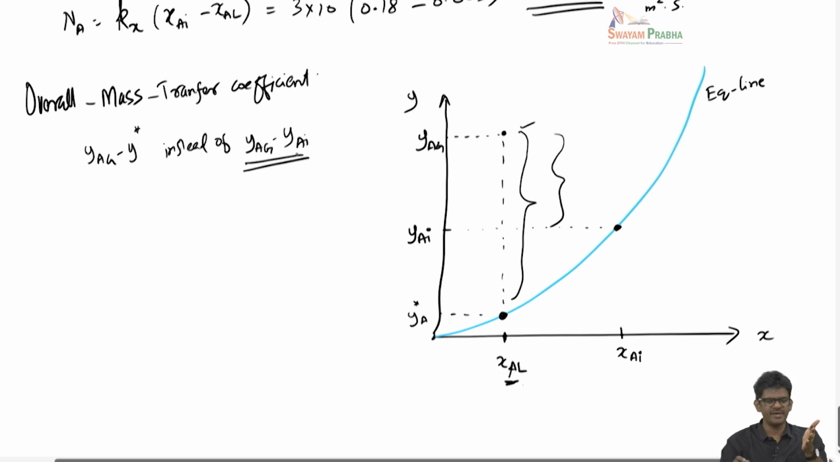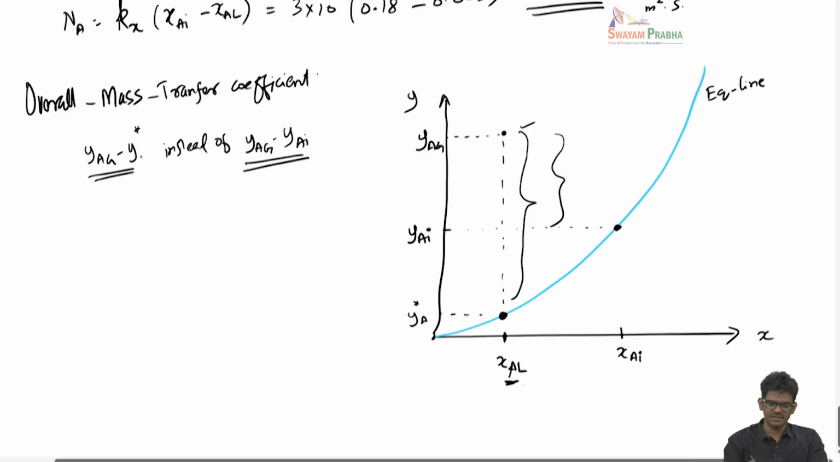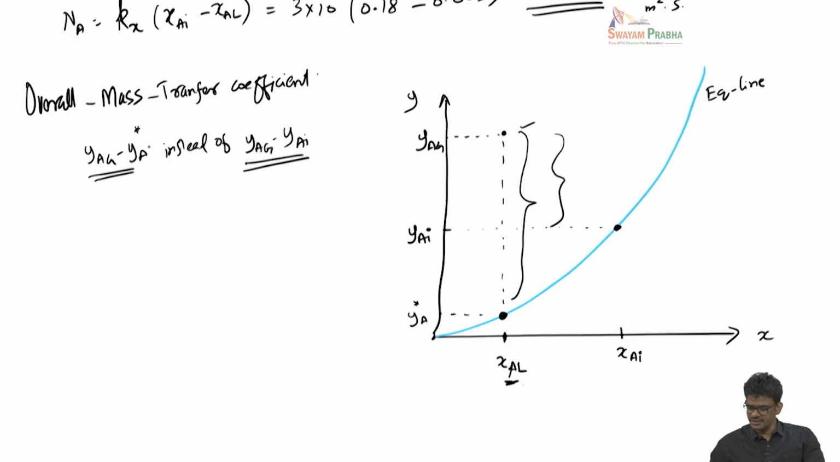So YAG minus YAI is the actual driving force, and I've shown how to use that. But if I want to avoid the interfacial concentration and rather use something more readily calculable, I would like to use YAG minus YA star. This is also true for the liquid phase. We would write this as the driving force.